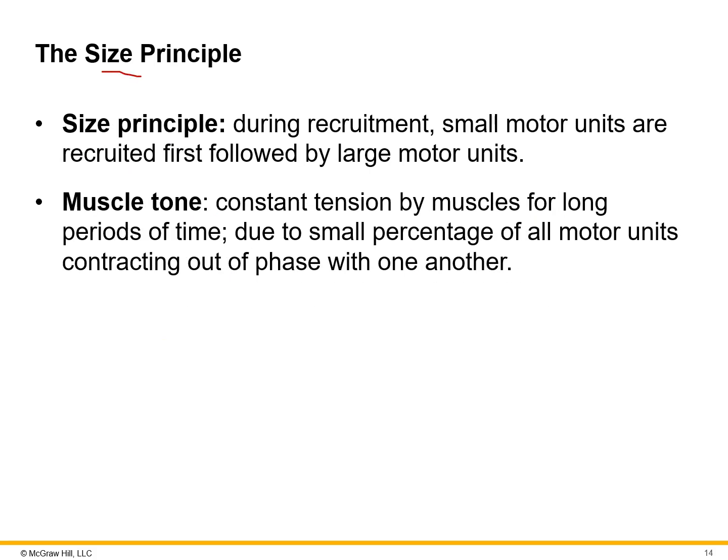So the size principle, this is during the recruitment. As motor units are being incorporated, small motor units are recruited first, and then the larger ones. And again, small just means one motor neuron to a couple myofibrils, whereas large would have multiple myofibrils attached. And then muscle tone is that constant tension by muscles for long periods of time. This is due to small percentages of motor units contracting out of phase with one another. So they're not being recruited at the same time, but one unit and then another.